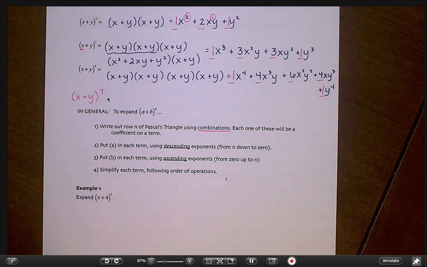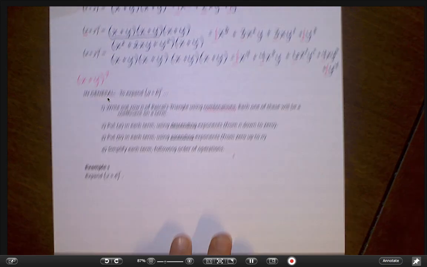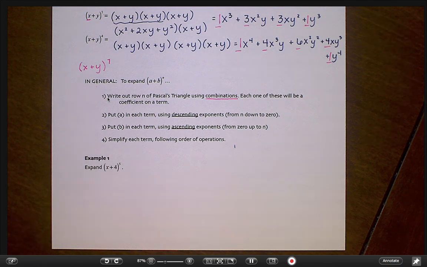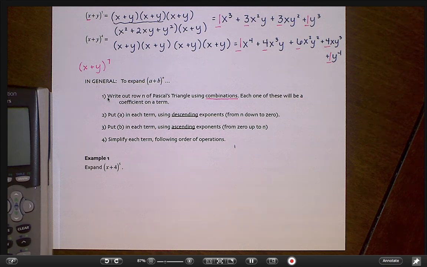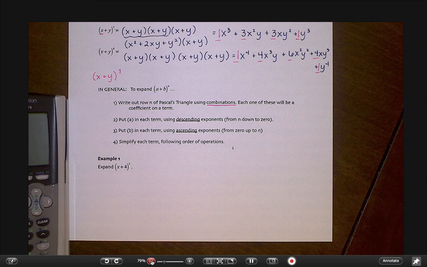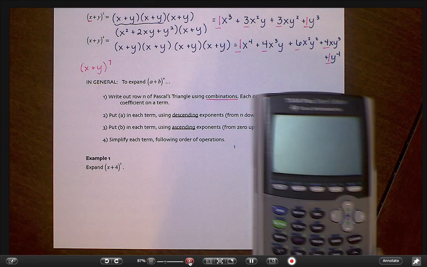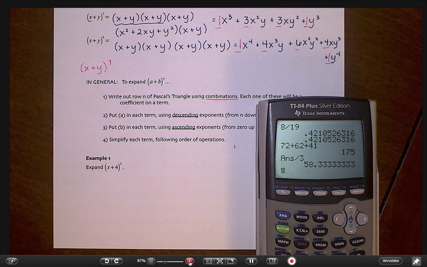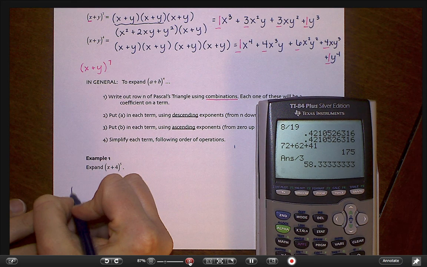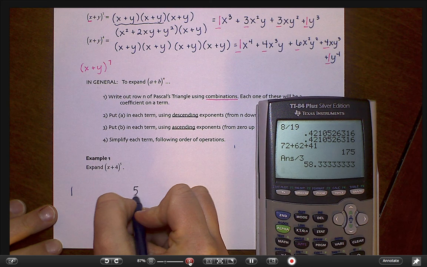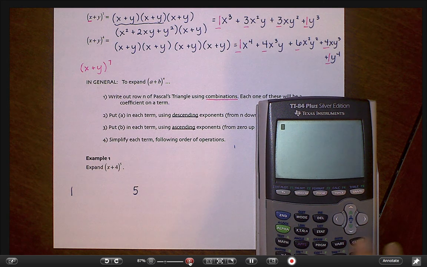So let's try it. We're going to do (x + 4) to the 5th power. My very first step here is to generate row 5 of Pascal's triangle. Now you might know row 5. Some of these you're going to do so many times that you're going to get used to what they are. But let's suppose we didn't know what row 5 looks like. I'm going to show you how to generate it. I'm just trying to make it so you can see my calculator at the same time. So I know row 5 is going to start with a 1 and then a 5, because that's how all of our Pascal's triangle rows start.